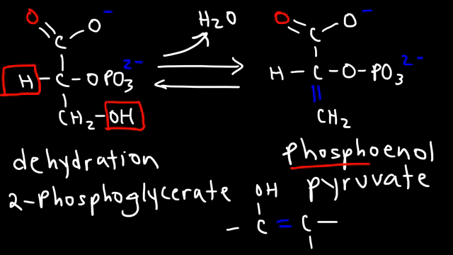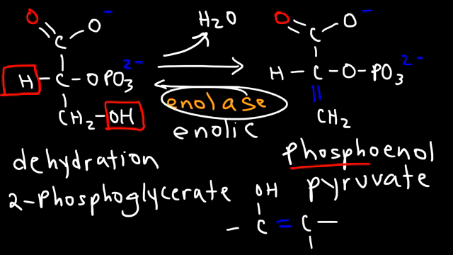Now, what type of enzyme will catalyze this reaction? Now, this might be hard to figure out, so I'm going to also give this one to you. It's an enolase enzyme. The reason for this is that this reaction proceeds through an enolic intermediate, and so this enzyme helps to facilitate that process. And that's basically it for step 9. So we have the dehydration of 2-phosphoglycerate into phosphoenol pyruvate.